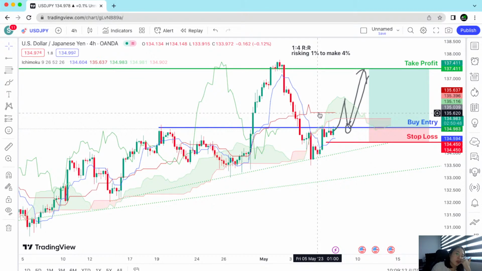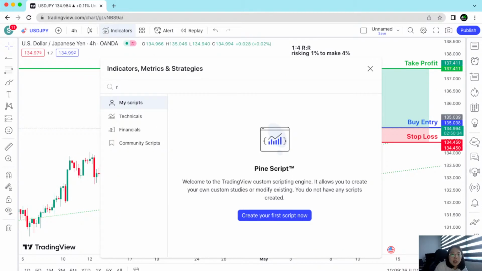So we are not going to ignore Ichimoku. We are going to keep it in view. Now let's pull out the other indicators. Maybe other indicators are telling us to buy. Let's see what the other indicators are saying.